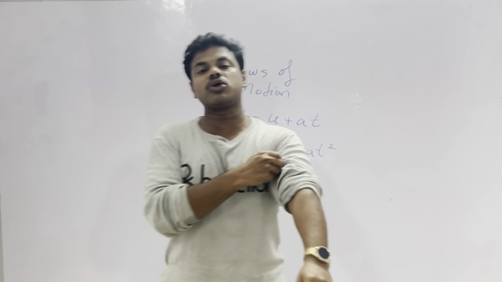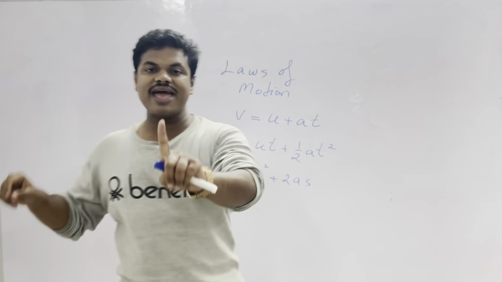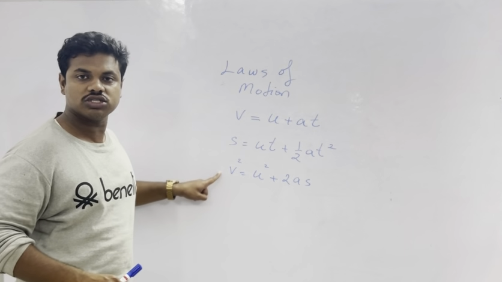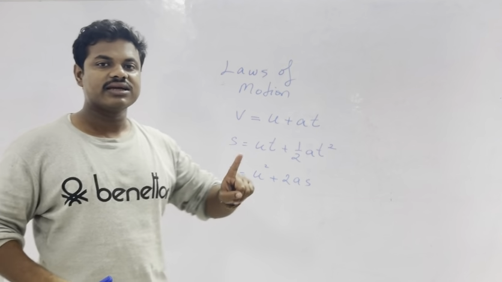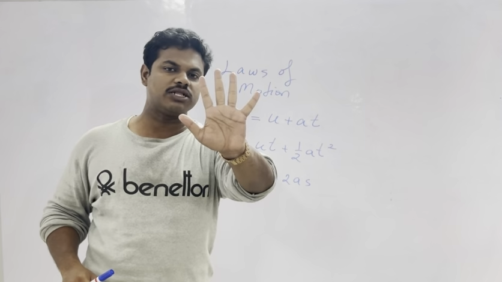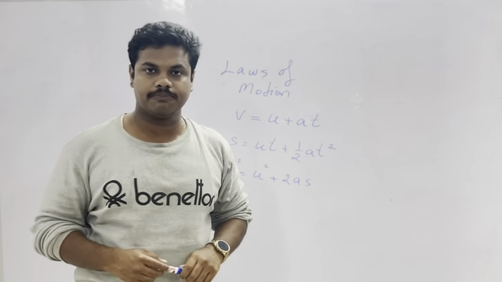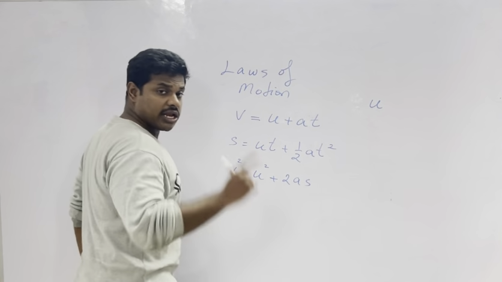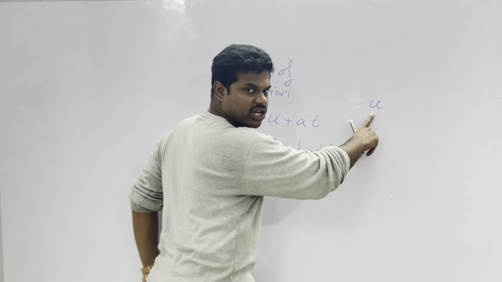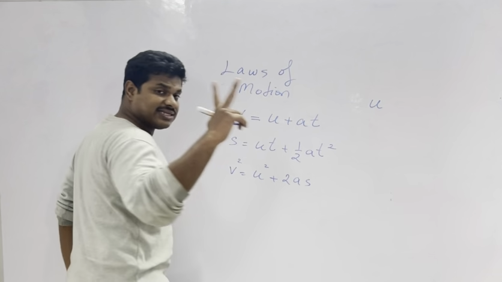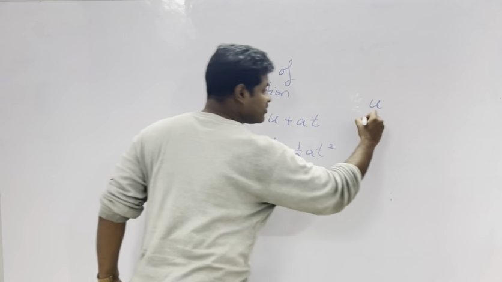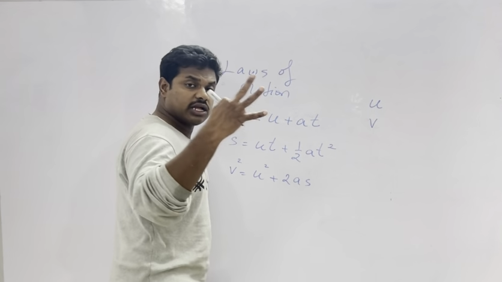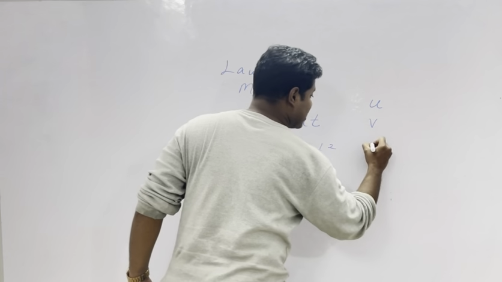So my dear students, whenever you have a numerical, if you just focus on these 3 laws, you will see that there are 5 variables or 5 letters that are repeating. The first letter is U. U stands for initial velocity. The second one we call V. V stands for final velocity. The third is called S.